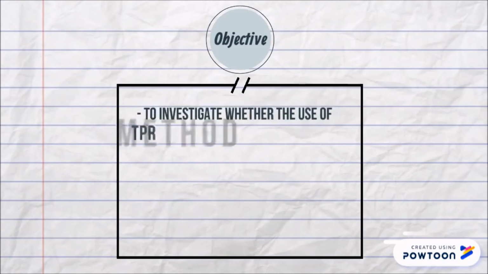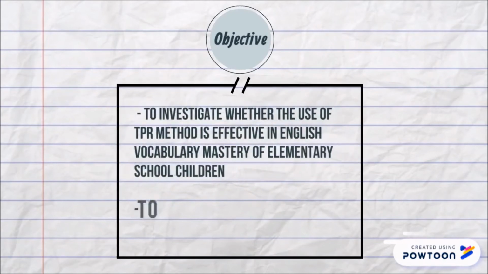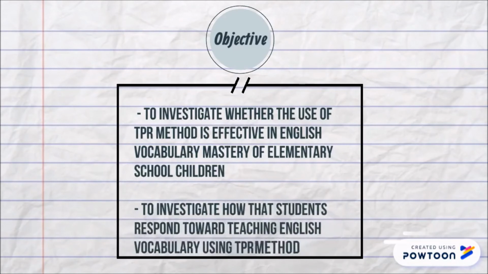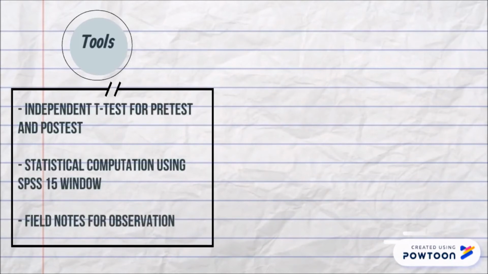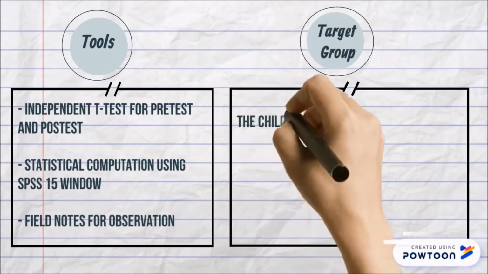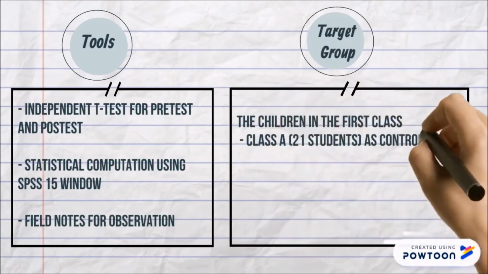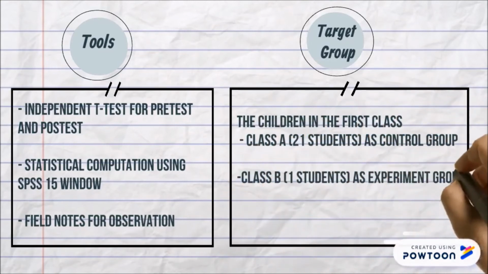The objective is to investigate whether the use of total physical response method is effective in English vocabulary mastery of elementary school children, and to investigate how the students respond toward teaching English vocabulary using total physical response method. The experimental tools are independent t-test, SPSS 15 for Windows, and field notes. And the target group is two groups of children in the first class in one Islamic elementary school in Bandung.